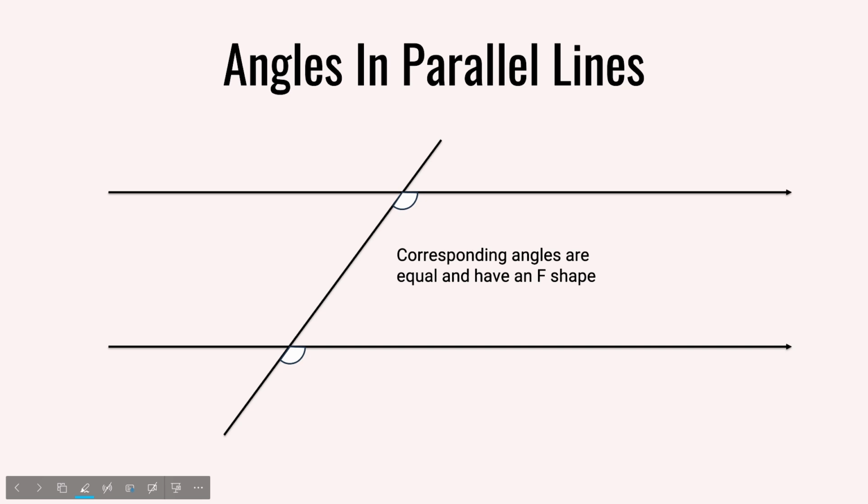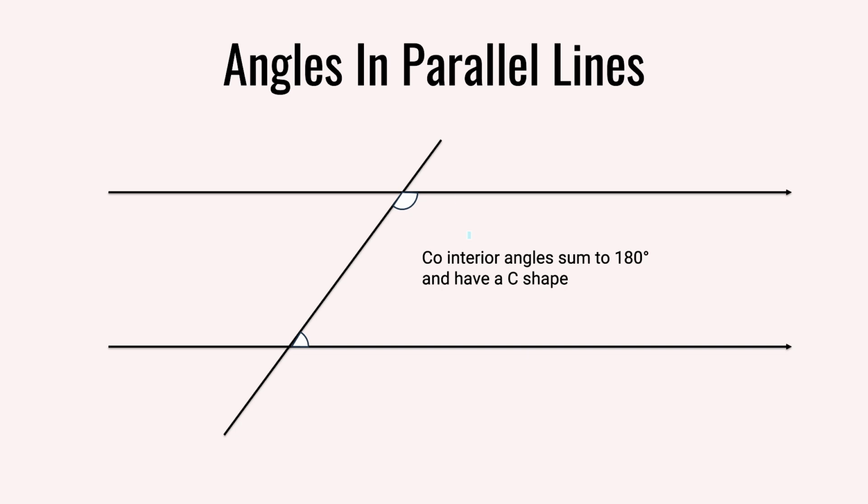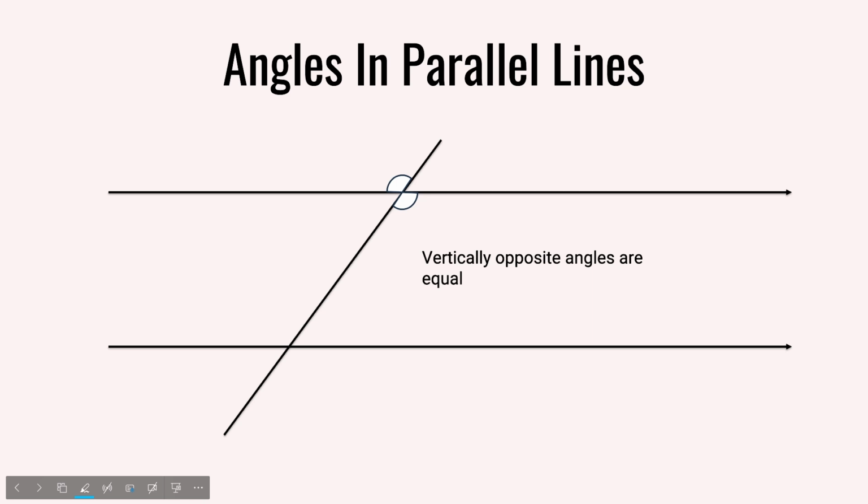Our second angles are corresponding angles, and corresponding angles are equal and have an F shape, such as being drawn on screen here. Our third angles are co-interior angles. Co-interior angles sum to 180 degrees and have a C shape, as being drawn here. And the final angle you'll need to know is vertically opposite angles. As you can see, vertically opposite angles around a point are always equal.